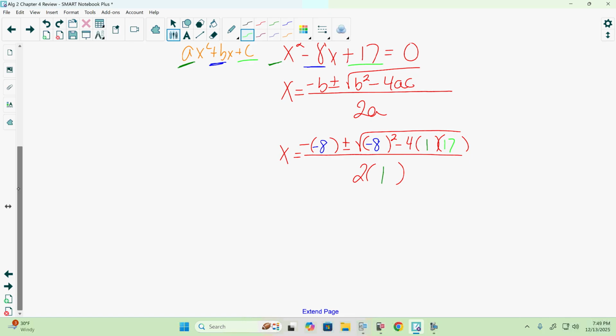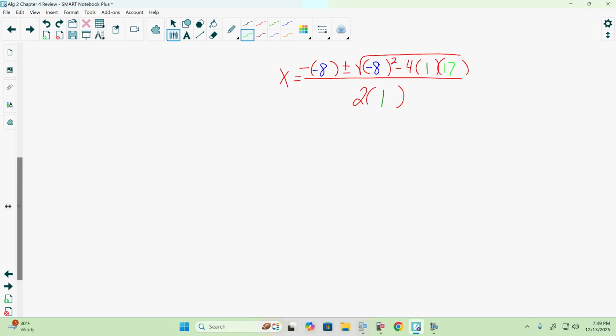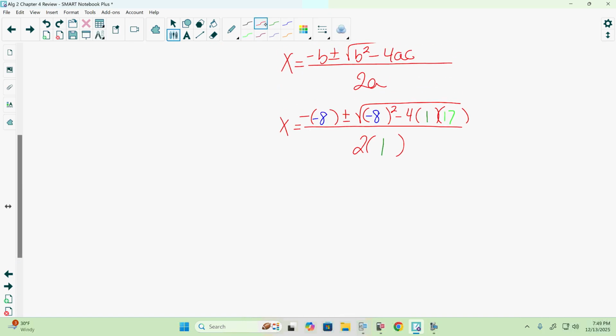So what we have left is negative 8 plus or minus the square root of negative 8 squared minus 4 times 1 times 17 all over 2 times 1. Well, our negative 8 is going to make a positive 8. 2 times 1 on bottom is 2.